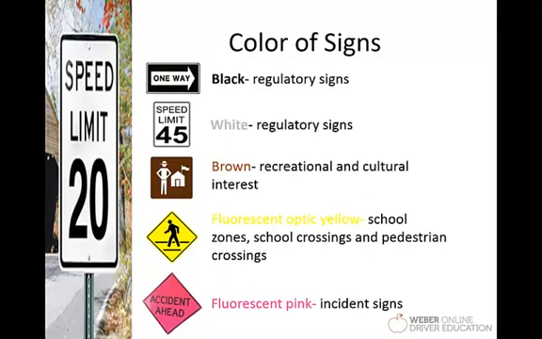Some more colors. Black, which we're talking mainly about the background color, is a regulatory sign. White is a regulatory sign when it's in that rectangle. We'll talk about that in a minute. Brown, recreational and cultural interest. Fluorescent yellow, bright yellow, is school crossings, pedestrian crossings, and so forth. And fluorescent pink is an incident sign. We'll talk more about that in detail.